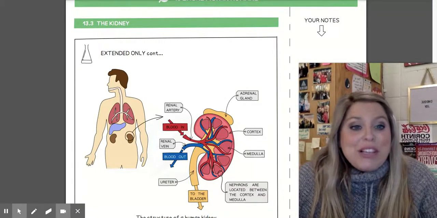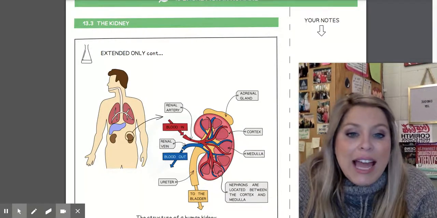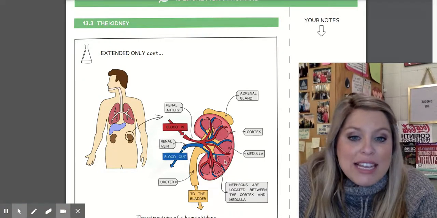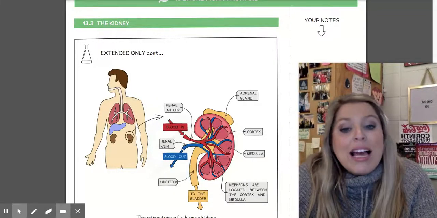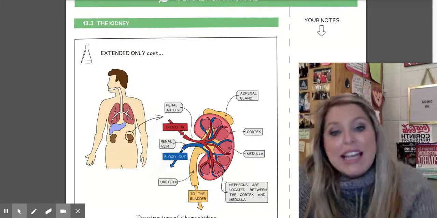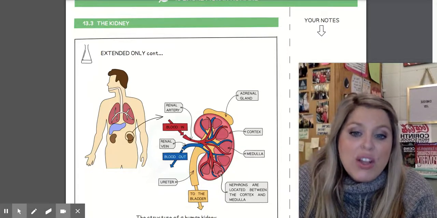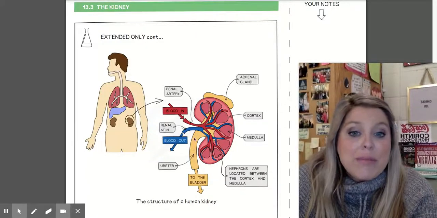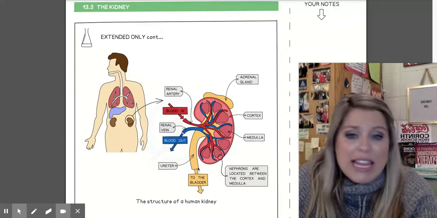When we look specifically at the internal view of the kidney, we have the outer area being the cortex, and then you have these inner little pockets that we call the medulla. A very specific area in between the cortex and the medulla is the nephron. And then, of course, we have your ureter that branches out from the kidney. Once filtration has taken place, this is where everything exits.